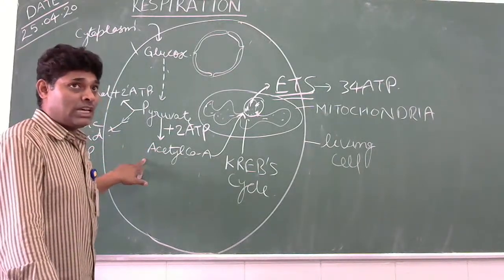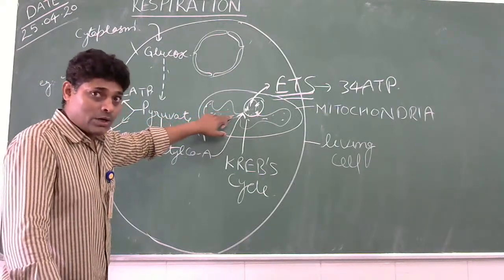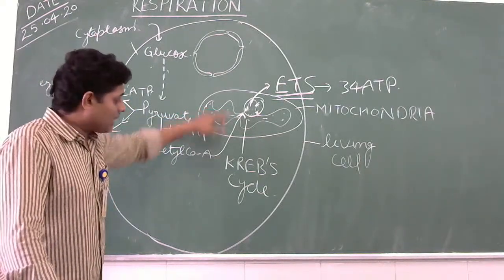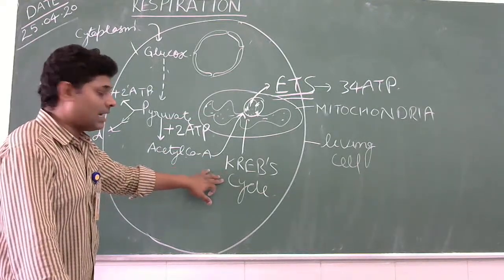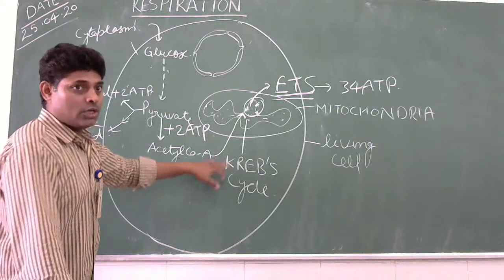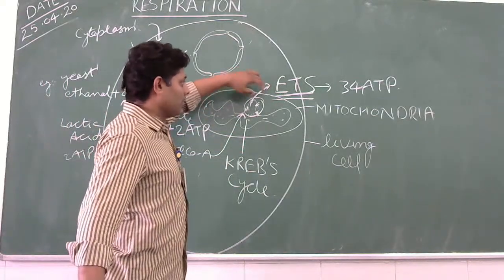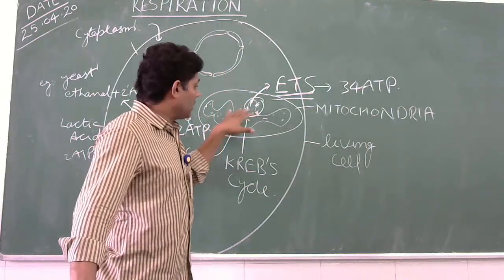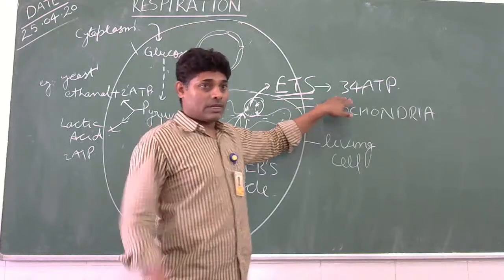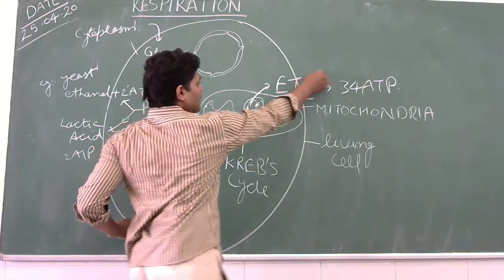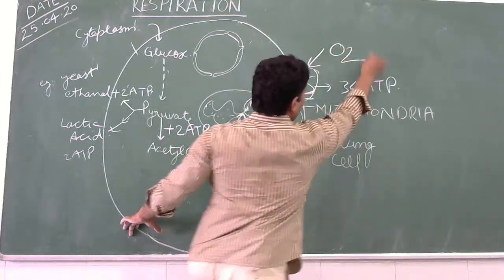This acetyl coenzyme A enters the matrix of mitochondria, where the Krebs cycle occurs. The products of the Krebs cycle are NADH molecules, which further break down in the electron transport system, and the electron transport system yields 34 ATP. Here, the electron transport system uses the oxygen molecule.